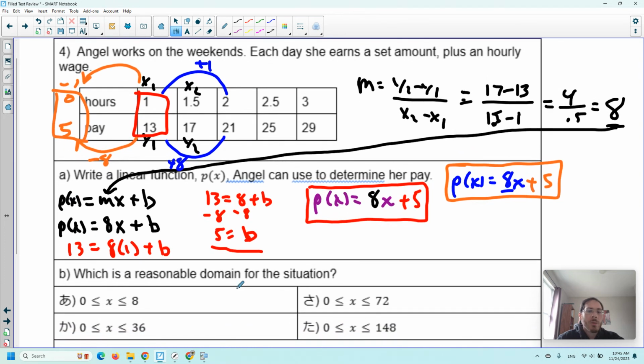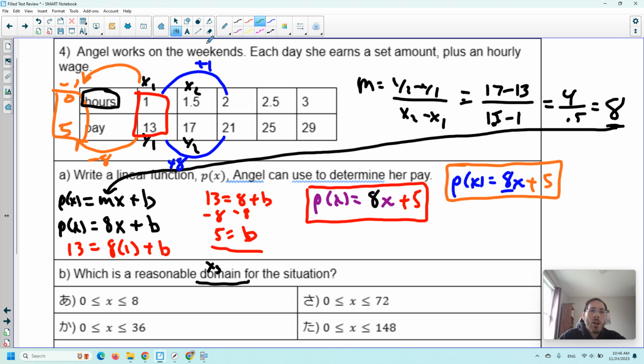So next up, we have to pick a reasonable domain for the situation. So remember, domain is the inputs, domain's like the x's. So if we look here, the hours are the x's. So we have to think about what would be a reasonable amount of hours. Well, all of these look pretty decent. They all got x's. They all are definitely numbers of hours.